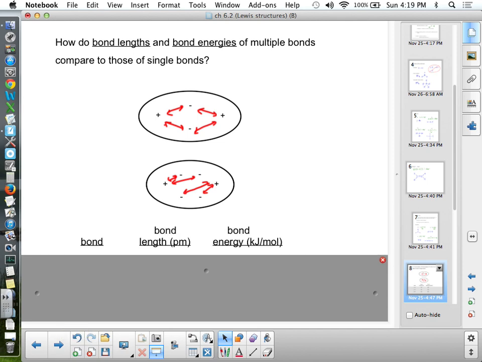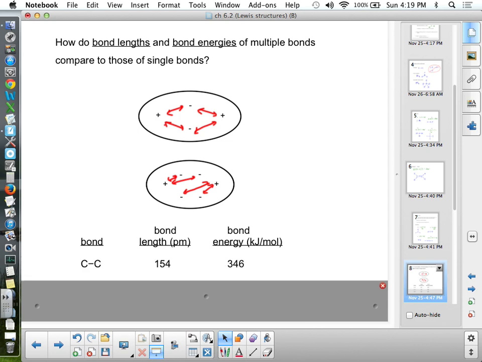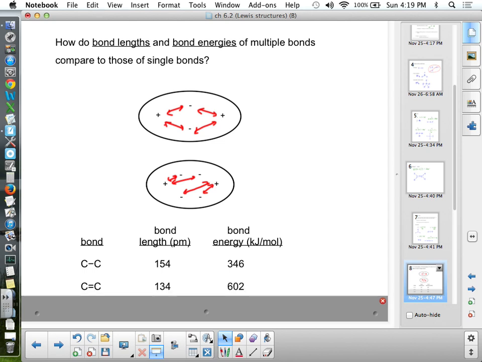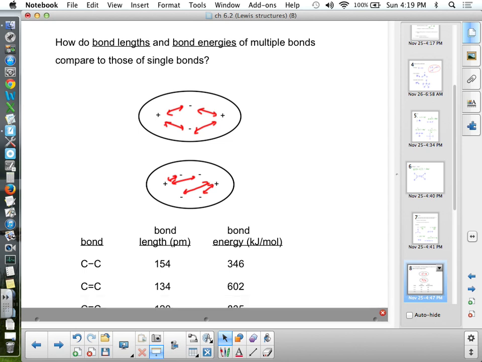Let's look at some actual numbers. Carbon-carbon single bond has a bond length of about 154 picometers and a bond energy of 346 kilojoules per mole. Carbon-carbon double bond, sharing now 2 pairs of electrons instead of just 1, the bond length decreases to 134 picometers and the bond energy increases to 602. Carbon-carbon triple bond, even shorter bond length, 120 picometers, and a bond energy of 835 kilojoules per mole. Okay.